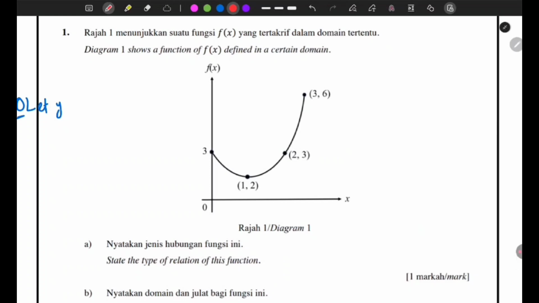State the type of relation. I told you already there are 4 types of relation. This was my first video I did. So there are 4. Just a quick recap. There are 1 to 1, many to 1, 1 to many, many to many. These are the 4 types of relation that we have.